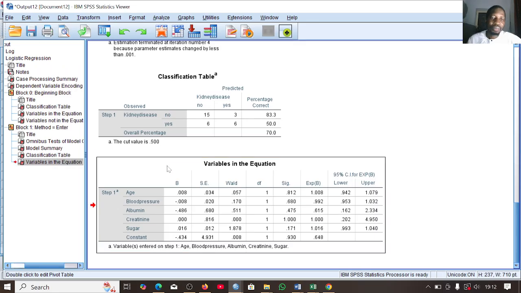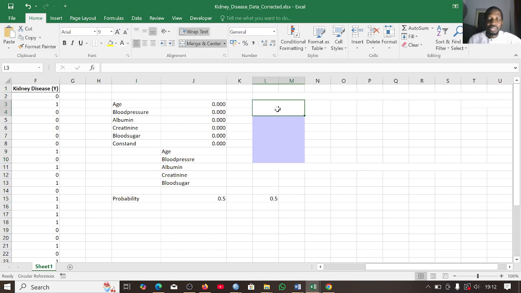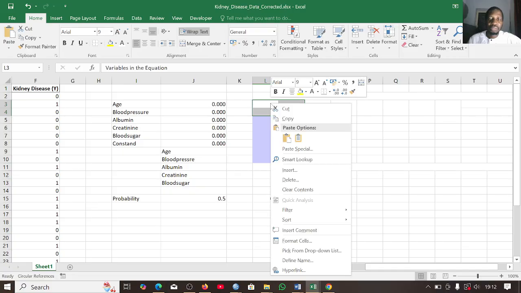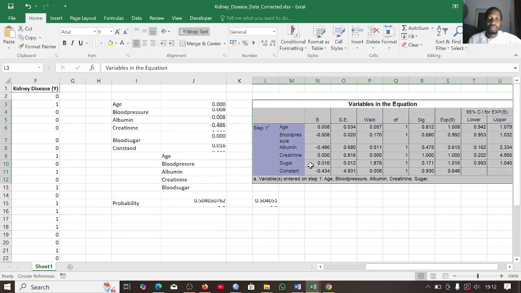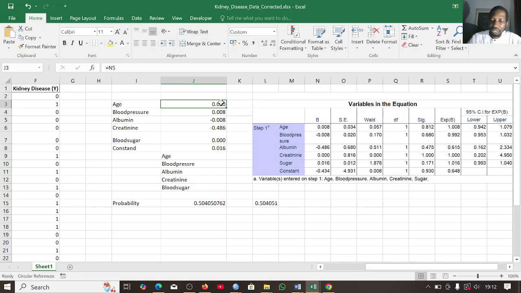Let me copy this table and take it to Microsoft Excel. Let me paste the table here. These are the cells for the intercept. What I did is press equals, take the first one, then drag it down so it gives me all the remaining intercepts.